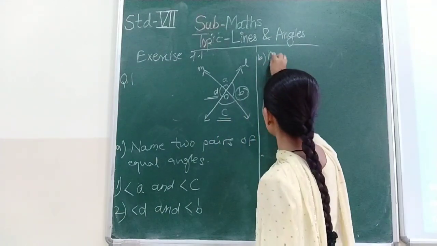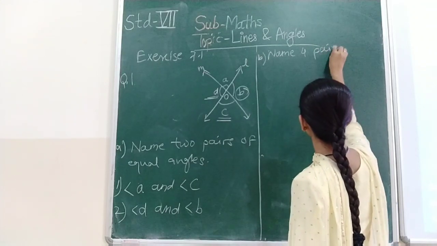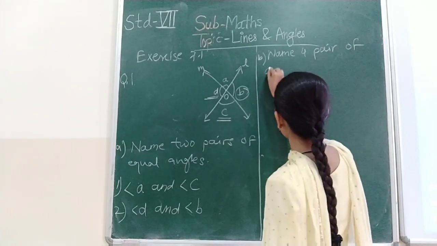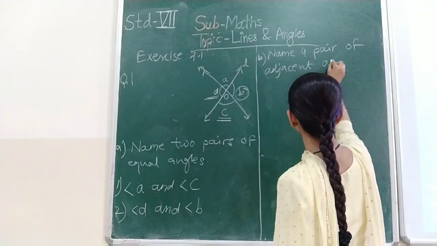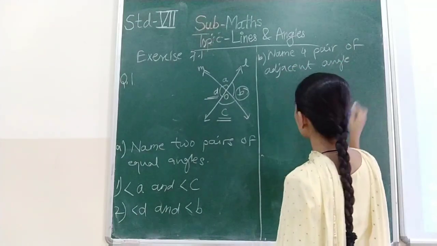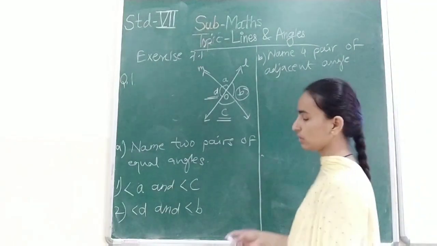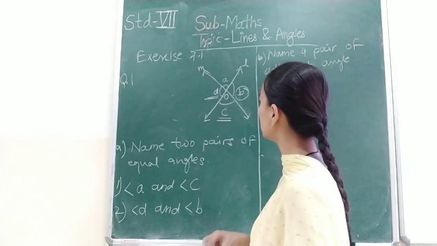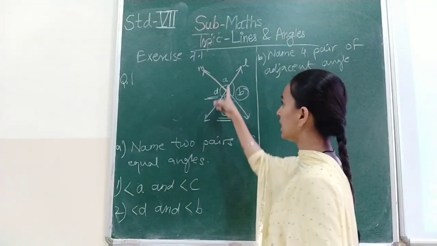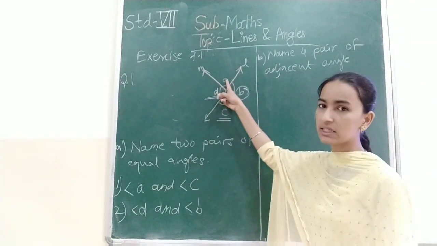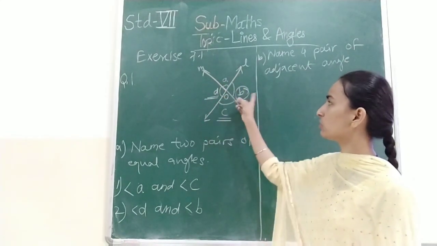Okay, the next question, the second, is name four pairs of adjacent angles. Adjacent angles are the angles which have a common arm and a common vertex. Now in that you can see this first angle is angle A, and this angle is adjacent to which? Angle D and angle B. It is adjacent to both angles.